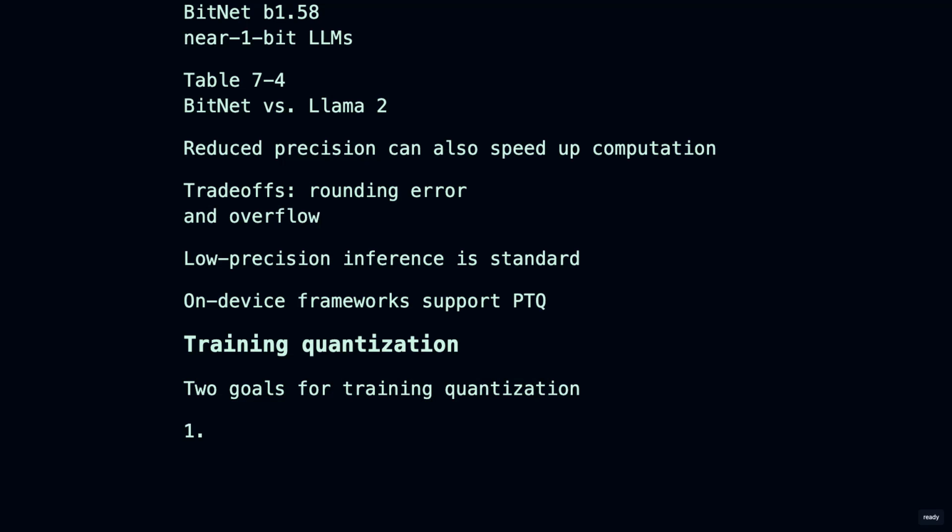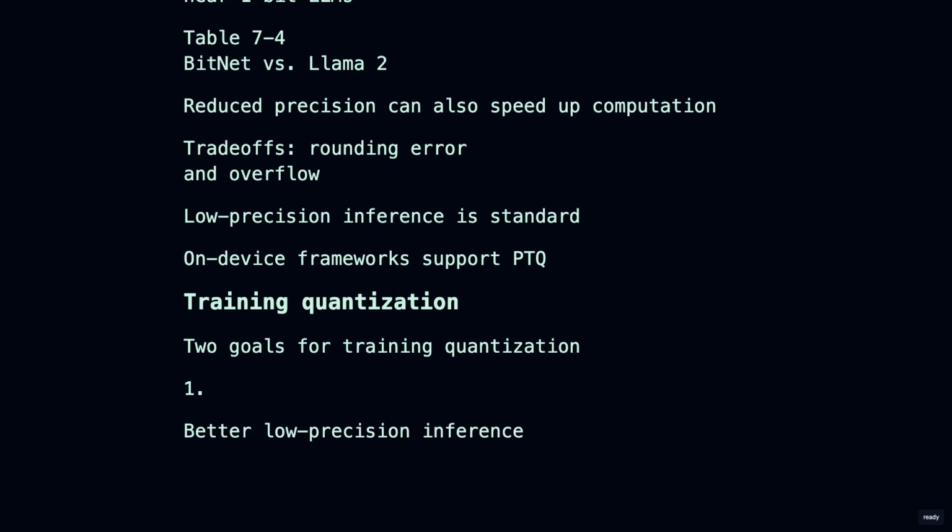The first goal is to make the model robust to low precision so it performs well after deployment. This addresses the accuracy drop that can happen when you quantize only after training. In other words, the model learns under the same constraints it will face later. That makes post-training quantization less risky.